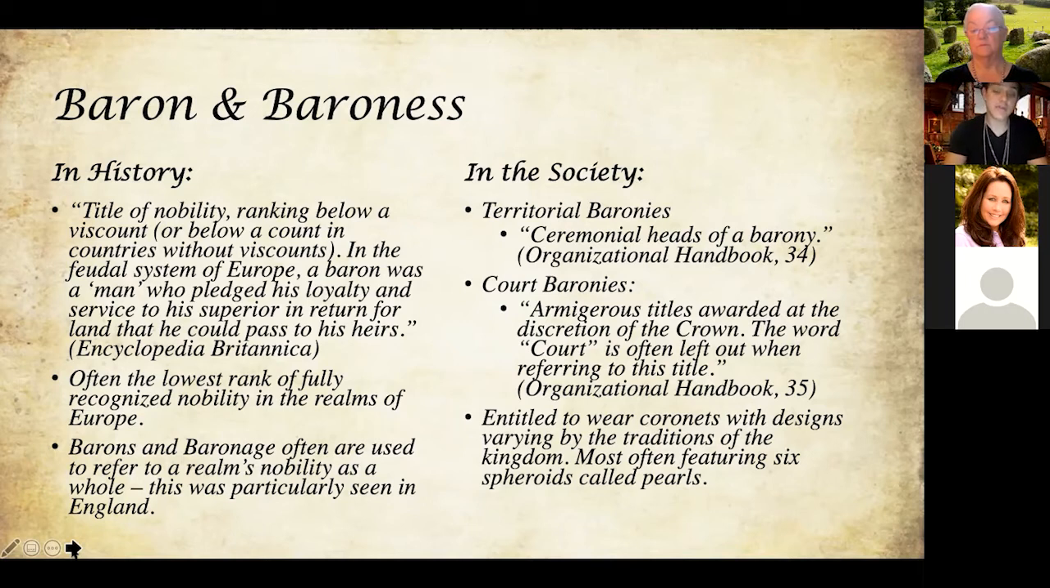Primarily, and especially in recent years, it is often solidified across the known world to feature 6 spheroids called pearls, although in some baronies throughout the known world, you will still see a prominent central point right here that has some design motif that is indicative of the barony in question. Although that is much more for territorial baronies than court ones. Although where court ones are allowed that design, it is normally their arms.